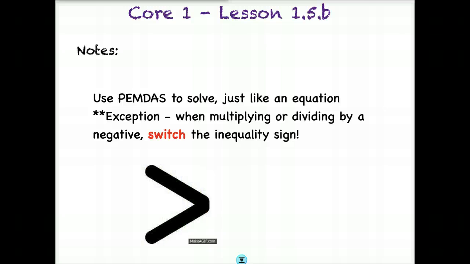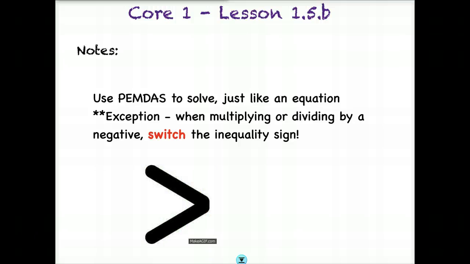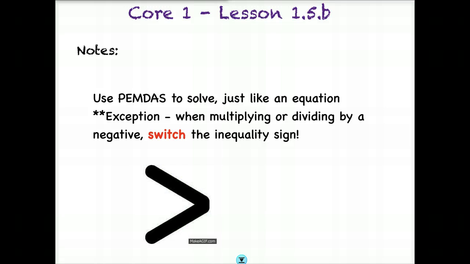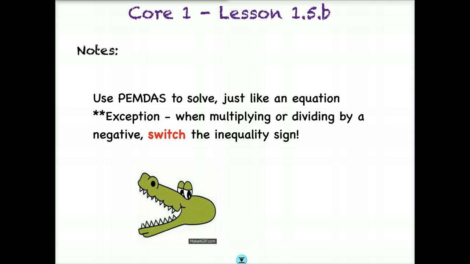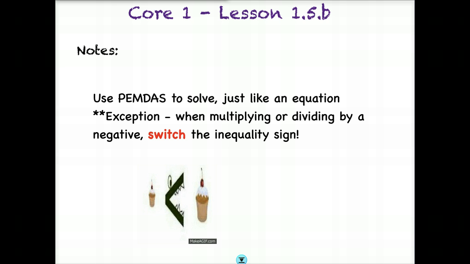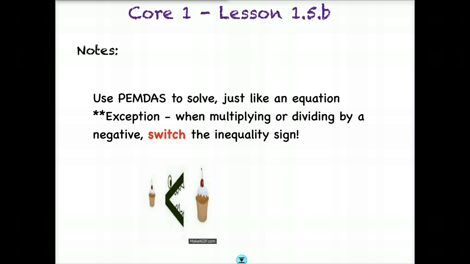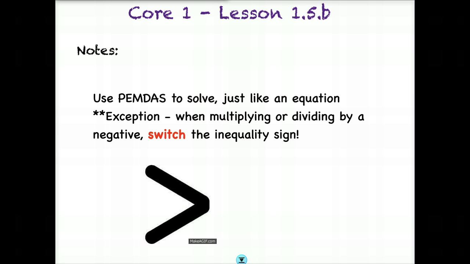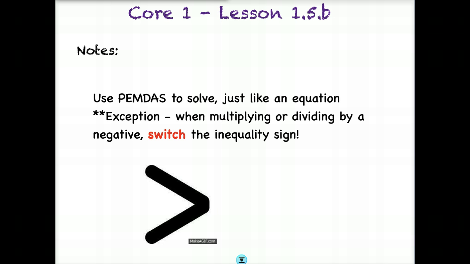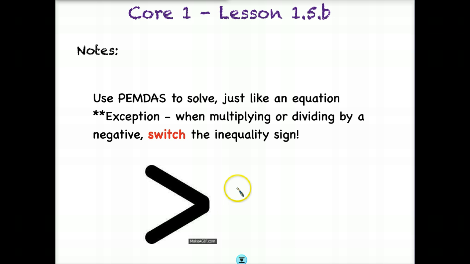And remember that P is for parentheses, E is for exponents, M and D are multiplication and division. Always do that left to right. And A and S are addition and subtraction, again left to right. The only exception to solving an inequality as compared to an equation is that when you multiply or divide by a negative, you will switch the inequality sign. That's the only time that you will switch it. So think about that. That is different than adding or subtracting a negative. Nothing changes. It's just when you multiply or divide.